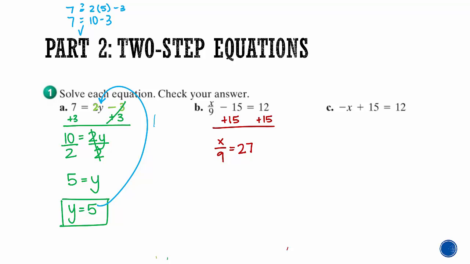And then to undo division, remember we use multiplication. So I'm going to multiply this side by 9. Multiply this side by 9. These cross off. Remember, we really get 1 there, and 1 times x is just x. And then to do 9 times 27, 9 times 20 would give me 180. And then 7 times 9 gives me 63. So if you add those two things up, you end up with 243.